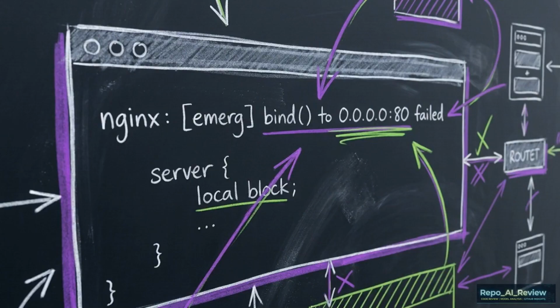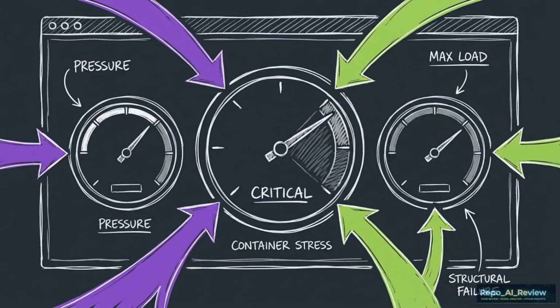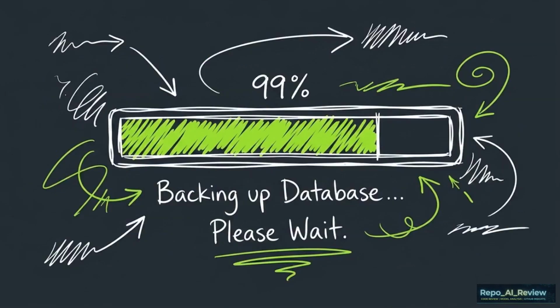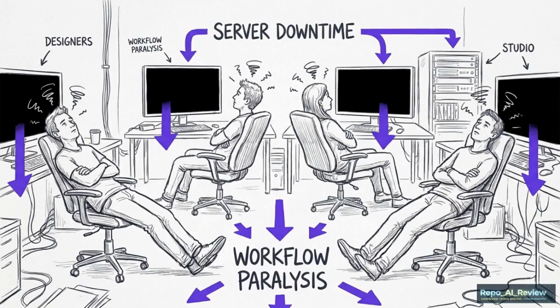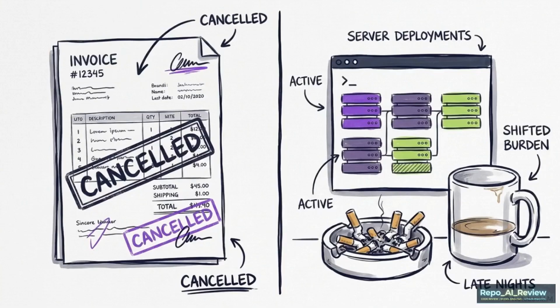You have to troubleshoot Nginx configurations, you have to handle upload errors, monitor container health, and execute your own database backups. If the server goes down, your design team is paralyzed until your engineers fix it. Penpot does offer a managed SaaS version if you want to skip the setup. But taking the self-hosted route effectively shifts expenses from software subscriptions directly into dedicated engineering hours.